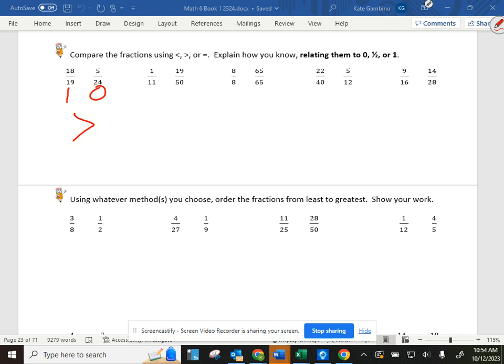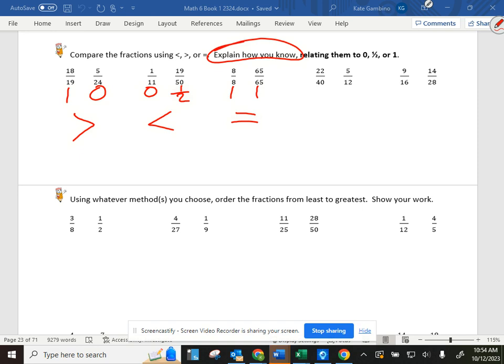1/11 is closest to what? 0. 19/50 is closest to what? A half. Because a half of 50 is 25. 19 is closer to 25 than it is to 0. What symbol can I use to compare them? Less than. 0 is less than a half. 8/8 is close to what, Ava? 1. 65/65 is close to what, Ava? 1. And so what symbol do I put? So even though we looked at that and we knew it, we still have to explain how we know. We still have to show it.